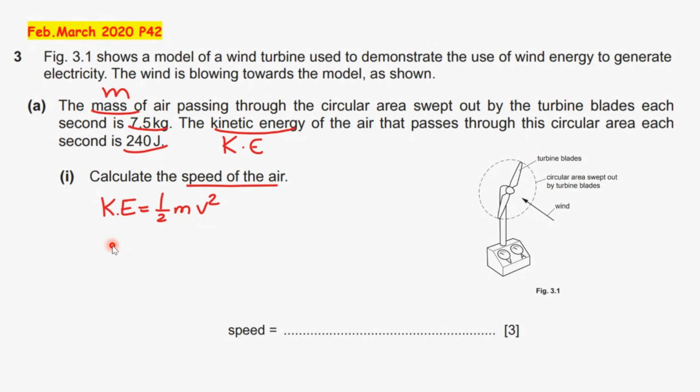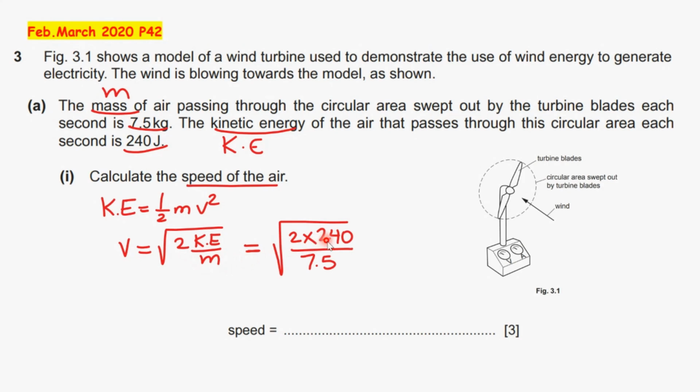So to rearrange the equation, v equals the square root of 2 times the kinetic energy divided by m, which equals the square root of 2 times 240 divided by 7.5. Finally, using the calculator, it gives us 8, and the unit, which is meter per second. The 3 marks for (i) are 1 for rearranging the equation, 1 for the correct substitution using the given information, and finally 1 for the correct answer with the unit. Do not forget to use the significant figures.